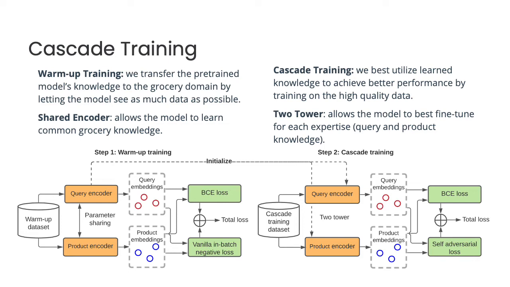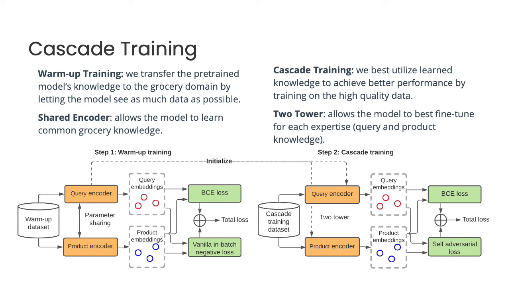We also show that cross-architecture training, first training on the two-tower shared encoder, and then training with untied parameters, is useful in cascade training. The shared encoder allows the model to learn common grocery knowledge, and two towers with untied parameters allow the model to best fine-tune for each query and product knowledge.